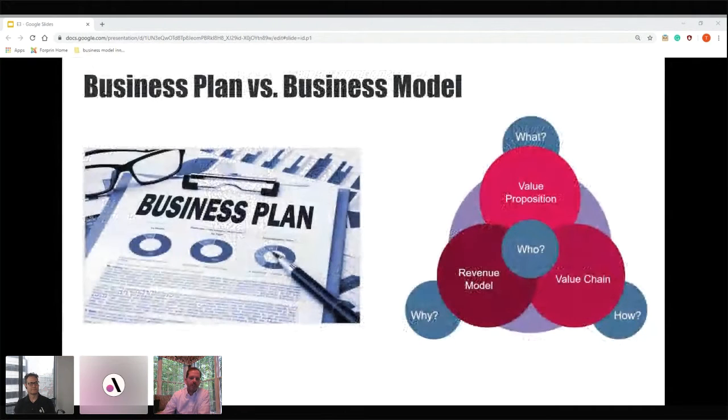So the bulk of the talk today is going to center around the business model, and that's our intention. We're going to talk in a lot of detail about what it is and why we recommend it as one of the most important tools in your arsenal when thinking about starting a new business.